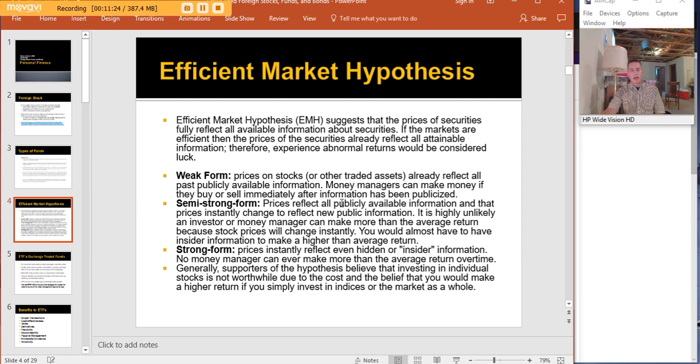Now, generally, supporters of this hypothesis believe that investing in individual stocks is not worthwhile due to the cost and the belief that you'd make a higher return if you simply invest in an index fund, or in other words, in the market as a whole. And as of today, July 19th, 2016, most financial managers, advisors, and professionals would suggest that you invest in an ETF or an index ETF that just follows the market as a whole, because only 20% of mutual fund managers consistently make more money investing in their portfolios than average. So that means 80% of them don't even hit par, if you will. So in that case, you might as well use an ETF that's indexed to maybe the S&P 500, something like that, and you'll be better off ahead.